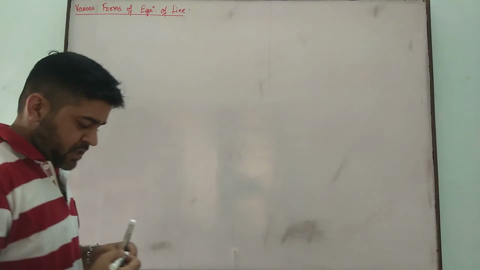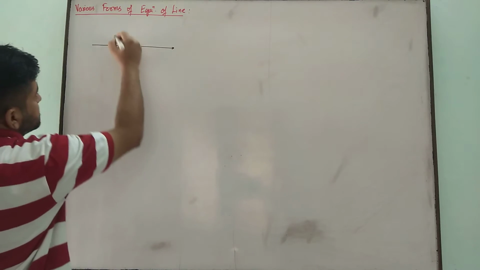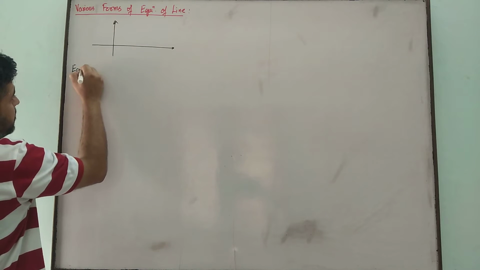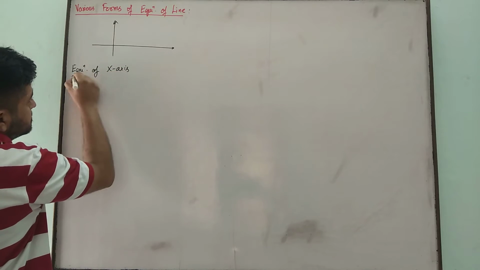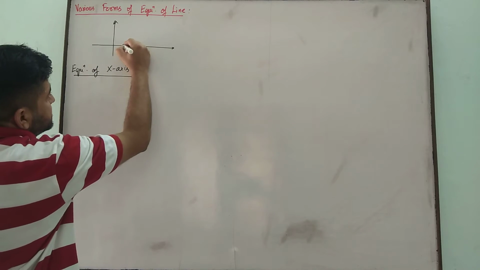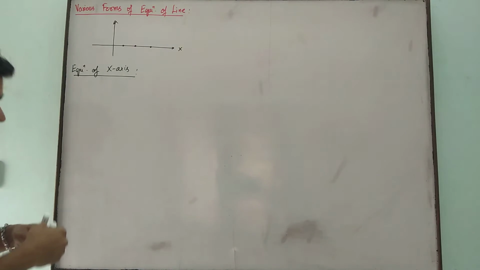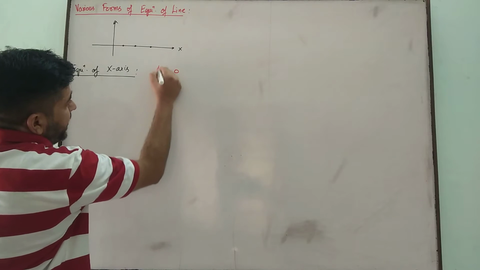So next is our various forms of equations of lines. Equation of line, let us say we do have x-axis. Equation of x-axis: at every point on the x-axis the value of y will be 0. So equation of x-axis is y is equal to 0.